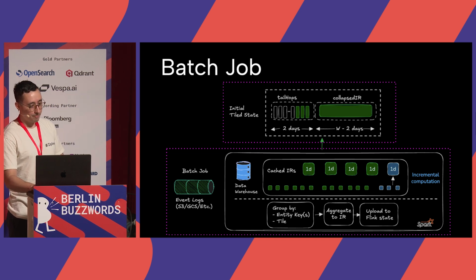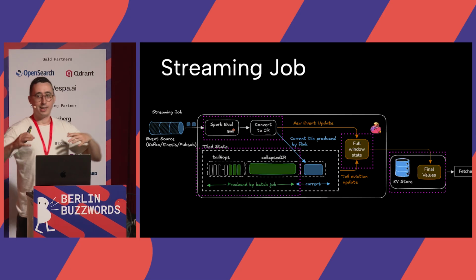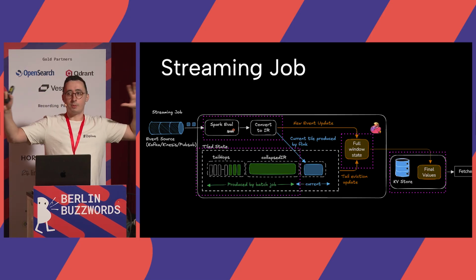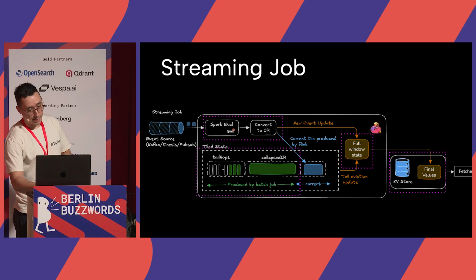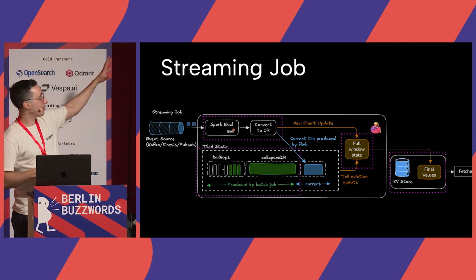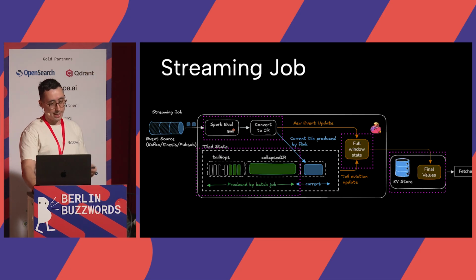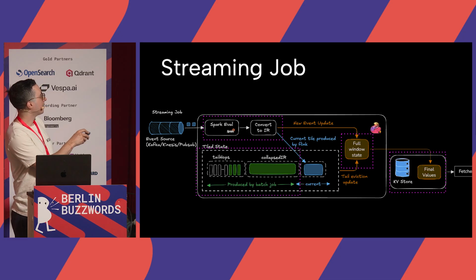So it does this. And then there's a streaming job as well. This is the second part of the Lambda architecture. So Spark computes this initial tiled state. This was the batch portion that I showed on the previous slide. And then now there's the Flink job. The Flink job is going to do a few things. First, it's going to take the raw events in. So this could be Kafka, Kinesis, PubSub.